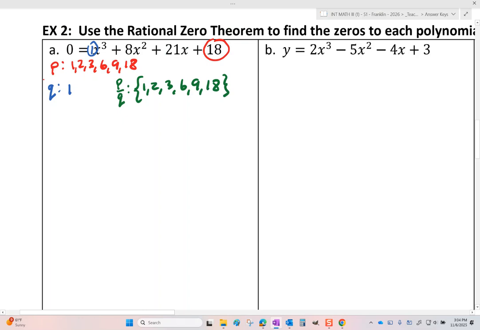I think I want to move that. I thought I wouldn't have space, but I think I do. Put that right there.